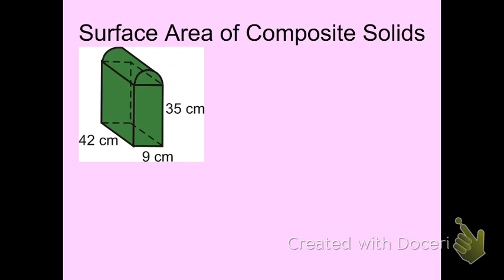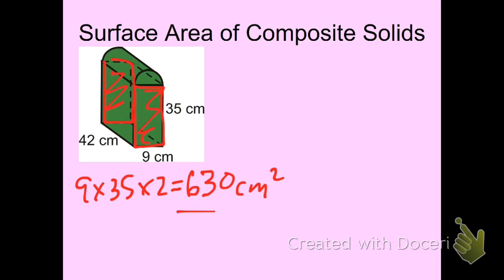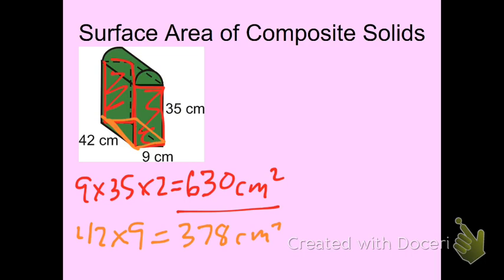We're going to start off by looking at just the rectangular part of this. We have 2 rectangles that are 9 by 35, and there's 2 of them. So the area of these 2 parts is going to come out to be 630 square centimeters. Then we also have this bottom part down here, which is just 1 rectangle that's 42 by 9. And that's going to have an area of 378 square centimeters.